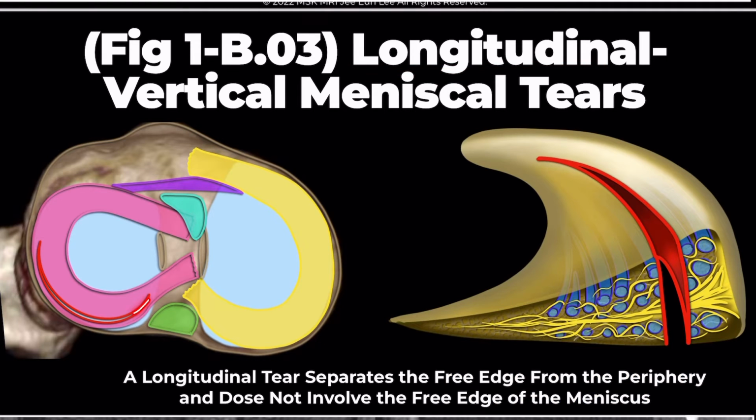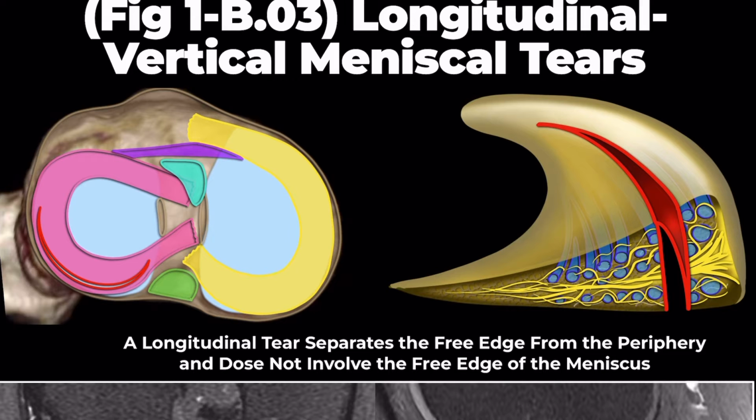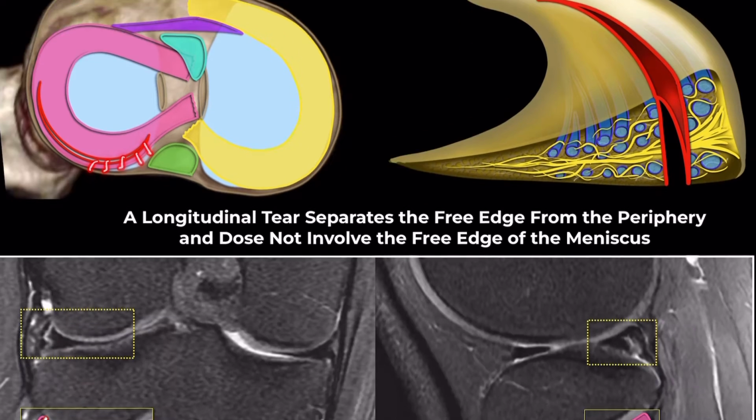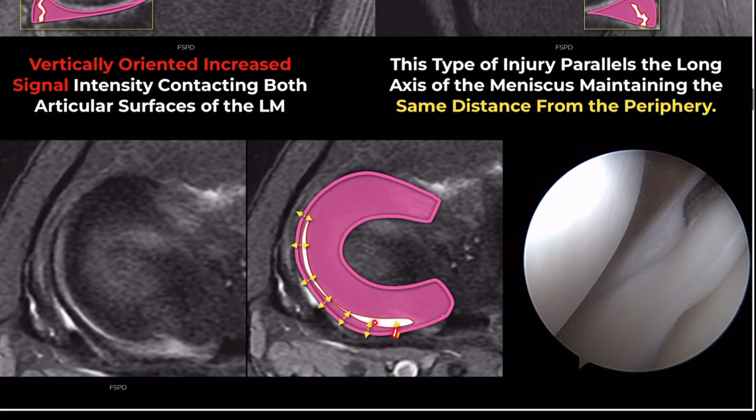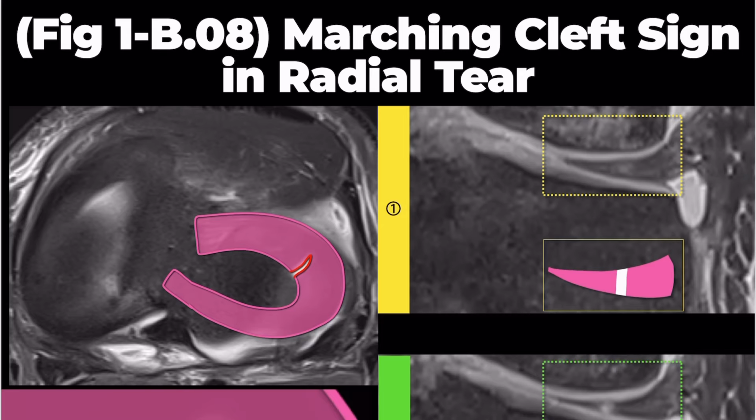Let's move on to longitudinal tears, which are characterized by their orientation perpendicular to the tibial plateau and parallel to the meniscus's long axis. Following the contour, these tears maintain a consistent distance from the meniscus's periphery.